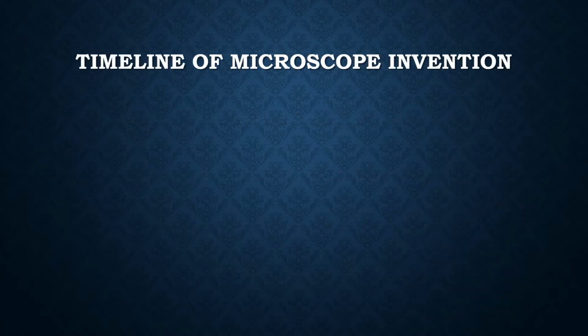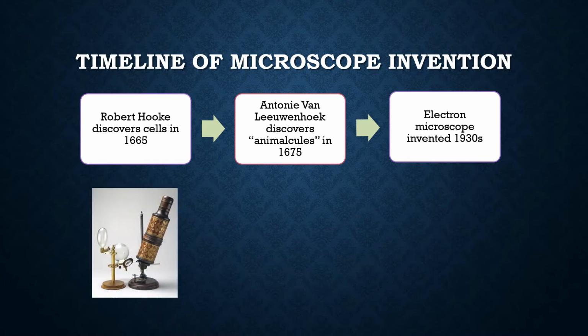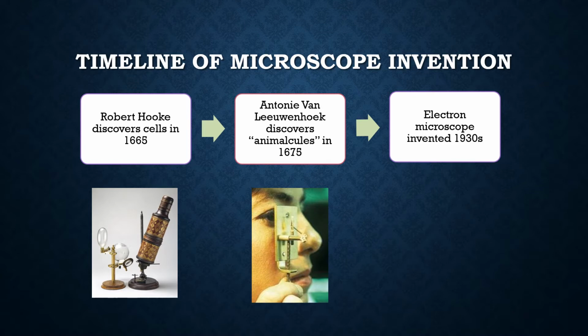Before learning about the microscope, it's important to know something about the history. In 1665, a scientist named Robert Hooke discovered cells. He used a microscope which had two lenses, and it magnified the image by about 30 times. Later on in 1675, Antony van Leeuwenhoek used another microscope to discover animalcules. His microscope was better because he invented lenses which showed things at a much higher magnification.